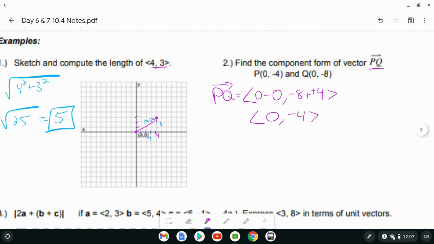And we want to find the component form of that. Sorry, we're finding the component form. Thought we were going to find the magnitude. That's all we're finding right there. Component form of this vector.